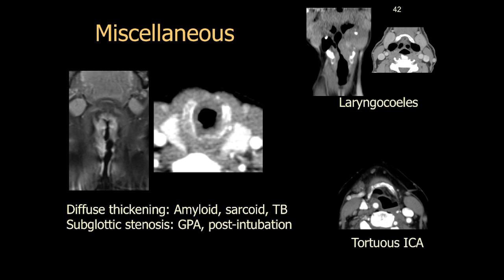This image shows a very tortuous internal carotid artery, such as the one seen on the right side, and this is indenting the pharyngeal wall. This was an incidental finding, but it's certainly worth pointing out in your radiology reports.